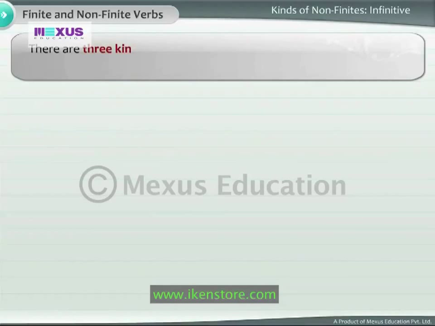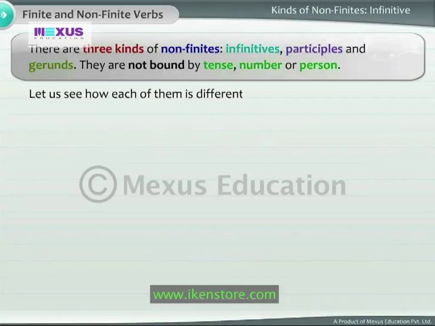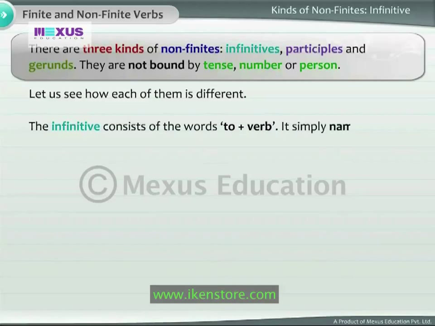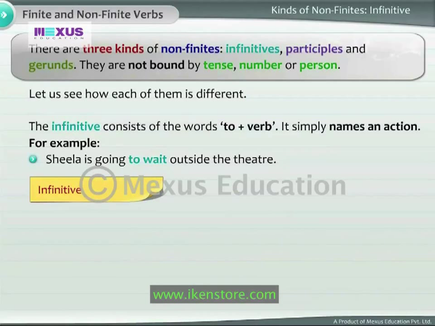There are three kinds of non-finites: infinitives, participles, and gerunds. They are not bound by tense, number, or person. Let us see how each of them is different. The infinitive consists of the words to plus verb. It simply names an action. For example, Sheila is going to wait outside the theatre. The infinitive is formed by joining the words to and wait.